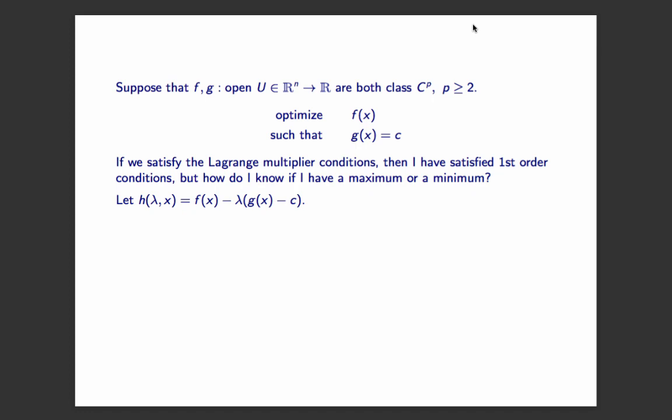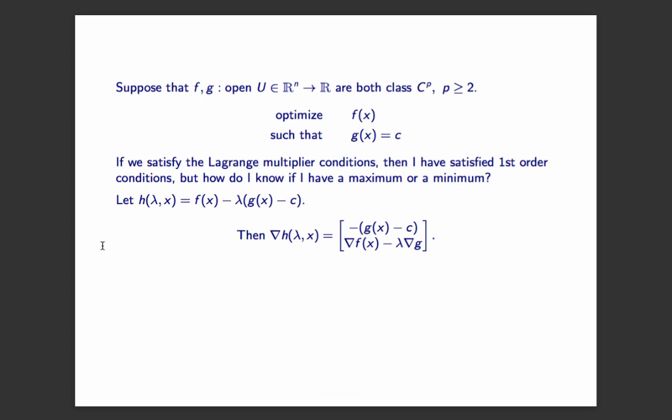So let's define this h function, which is f of x minus lambda times g of x minus c. So we should note right off the bat that I basically have added to the objective function a scaling of the difference of the constraint. If x satisfies the constraint, then h of lambda, x equals f of x. That extra term here is often called a penalty term. The bigger this term is, the more I do not satisfy my constraint.